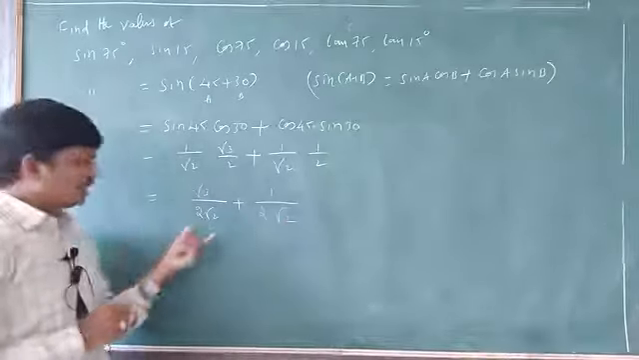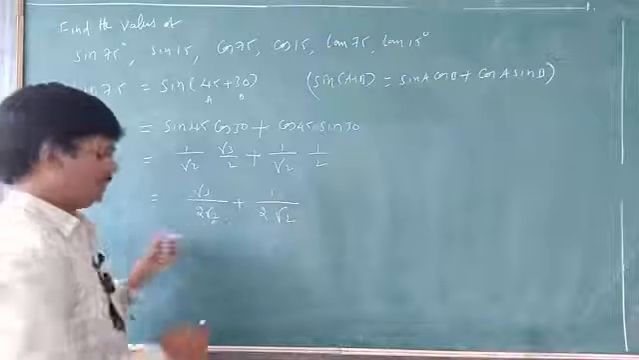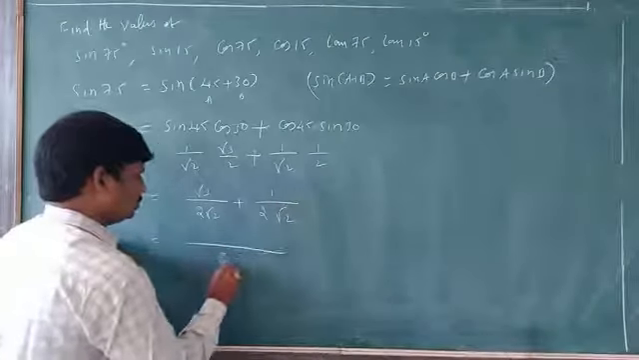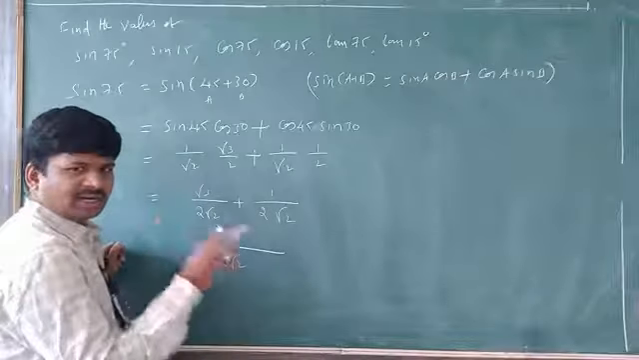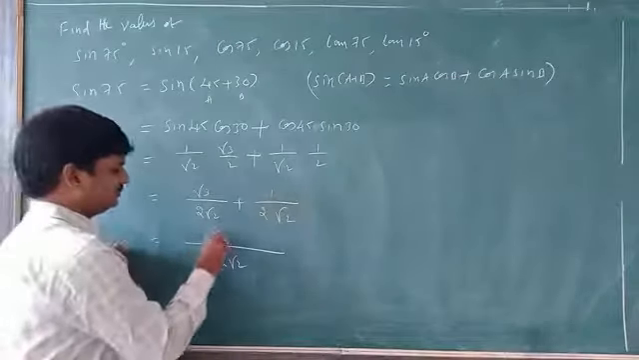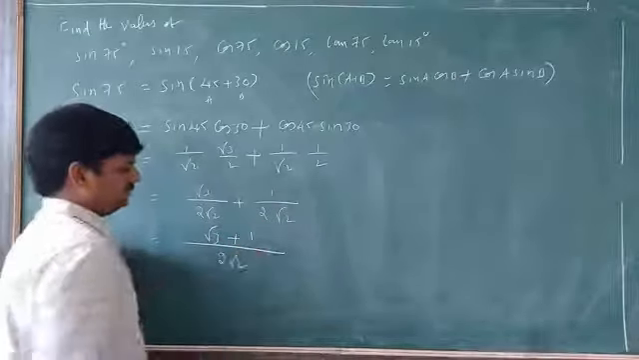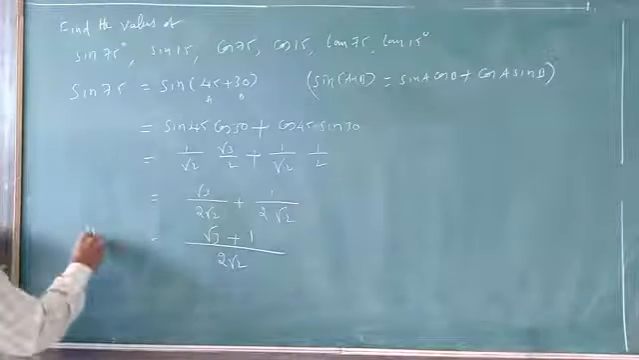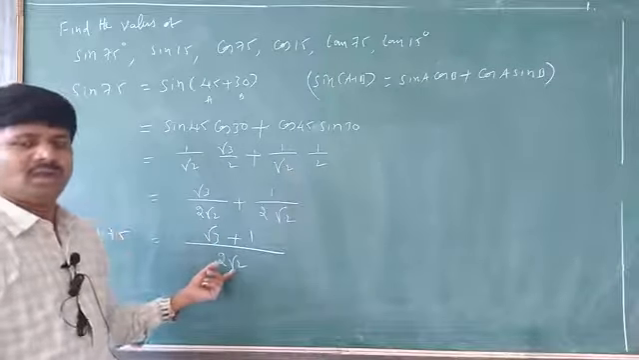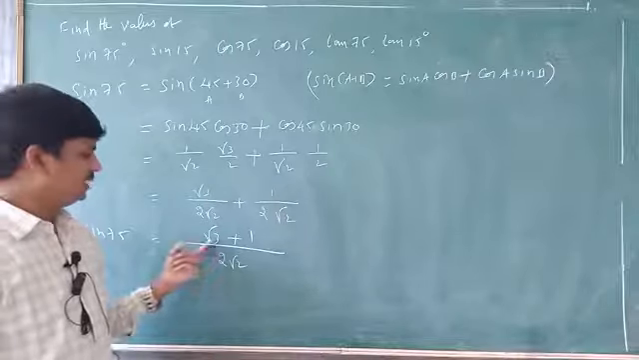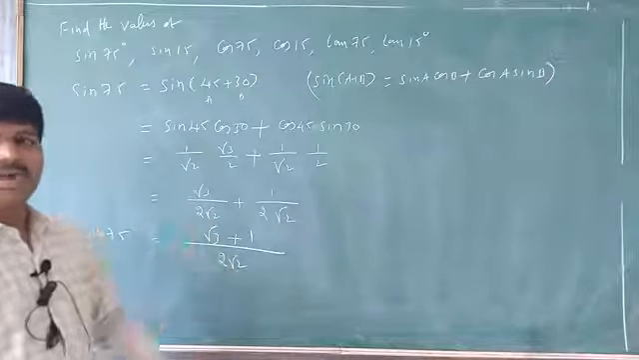Here the denominator is the same, so the LCM is 2 root 2 only. The 2 root 2 cancels one time: 1 into root 3 is root 3, plus 1 into 1 is 1. So what is the value? Sin 75 value is root 3 plus 1 by 2 root 2. Understand? We have to solve in this manner.